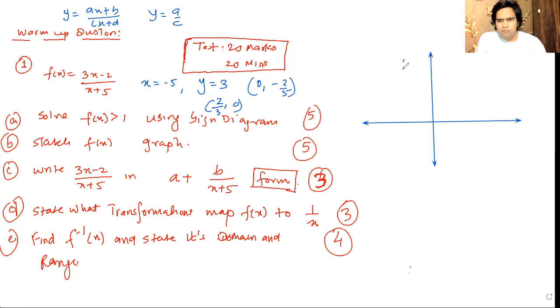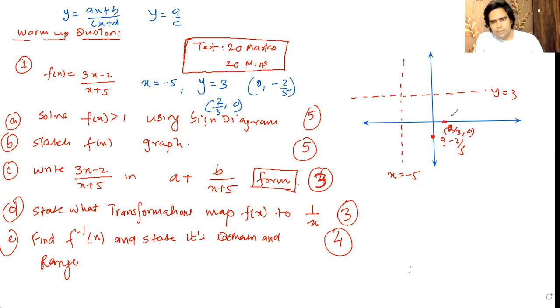So x equals negative 5 is the vertical asymptote, which is here. We have y equals 3 as the horizontal asymptote, which is here. And now we have the y-intercept, which is (0, -2/5). The x-intercept is (2/3, 0). So that clearly indicates that the graph is something like this side.